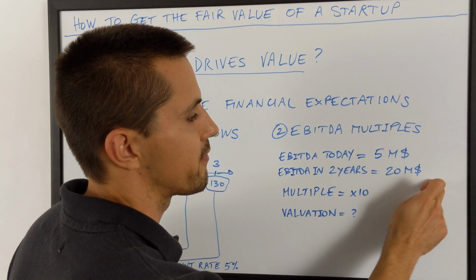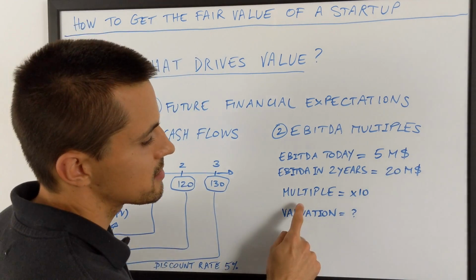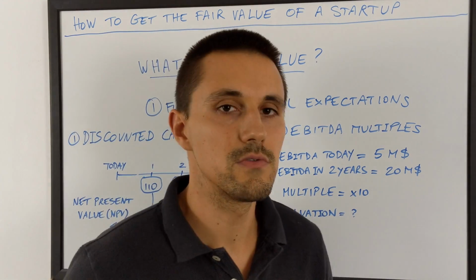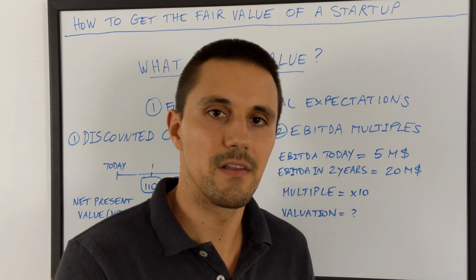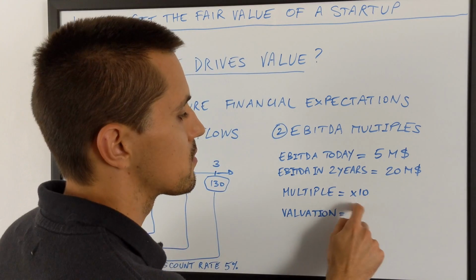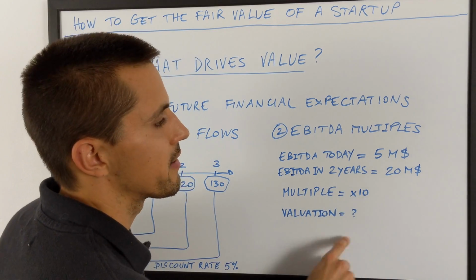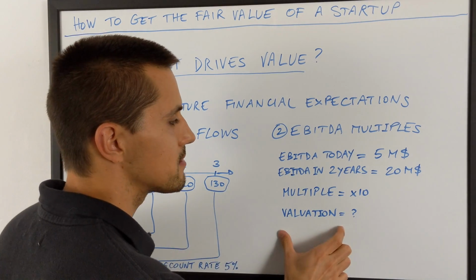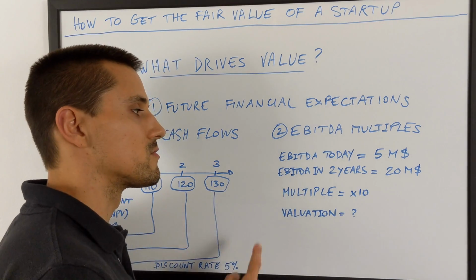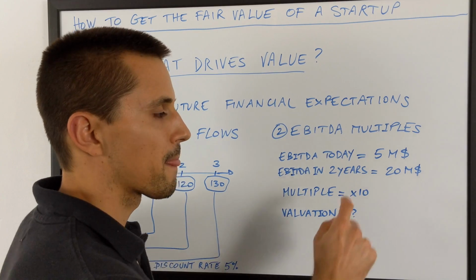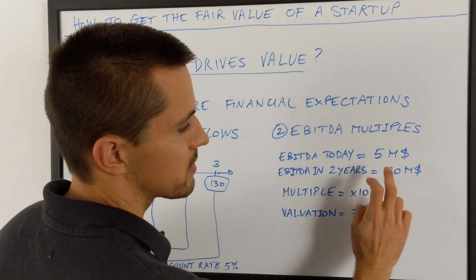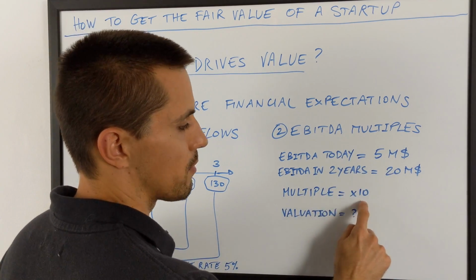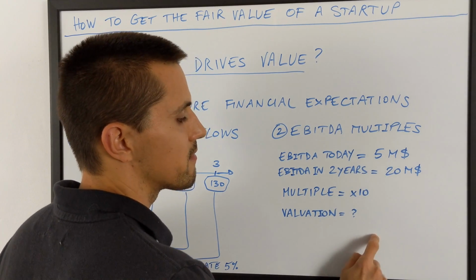So you multiply by 4 here. And then imagine the multiple that is usually used, let's say in a similar sector, in the tech sector, is you multiply by 10 to get a valuation. So as you can see here, the valuation really depends on what kind of EBITDA you use. If you use today's EBITDA, which is 5, you would have a valuation of 5 times the multiple, so 5 times 10 gives you 50.